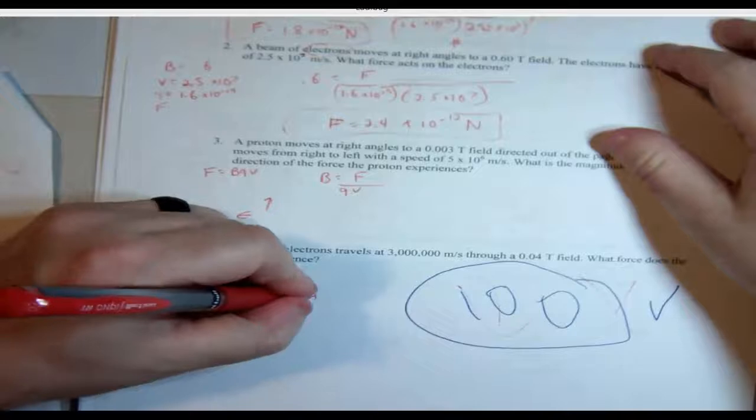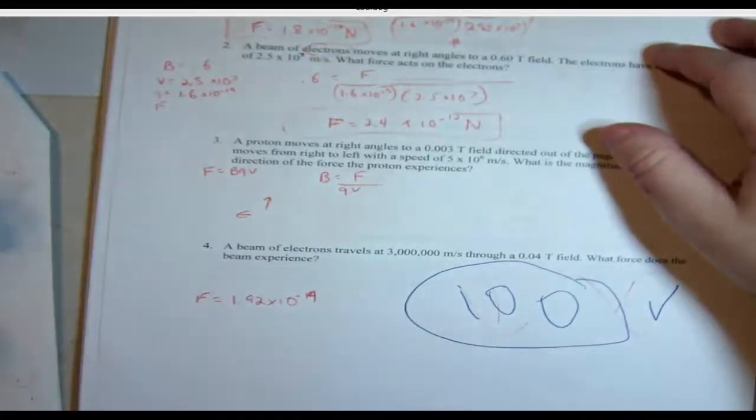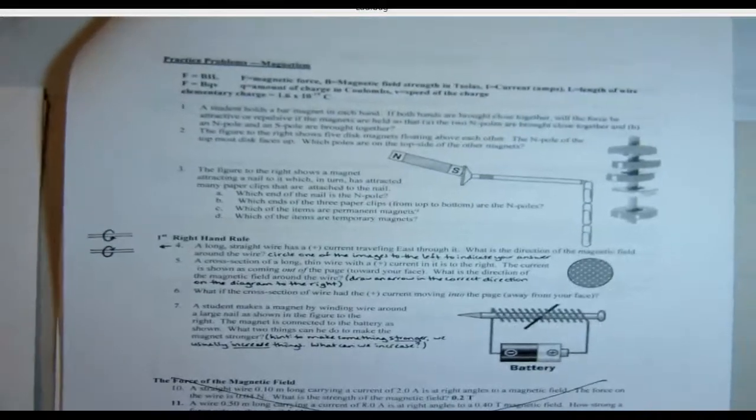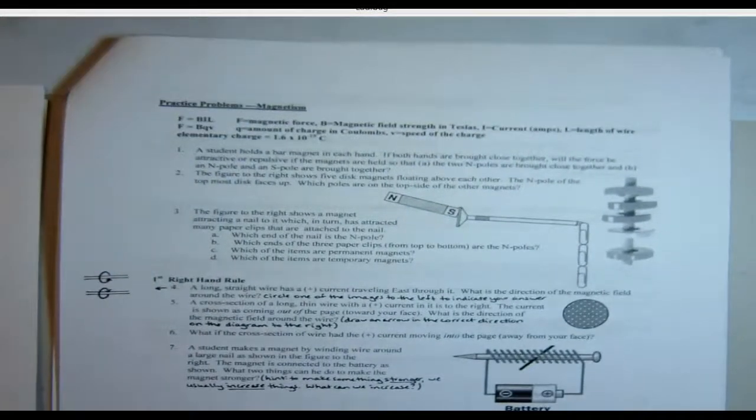That's 10 to the minus 14. 1.92 times 10 to the minus 14. Awesome. All right, let's go over this next page. I mean, that other page was pretty easy, so pretty straightforward.